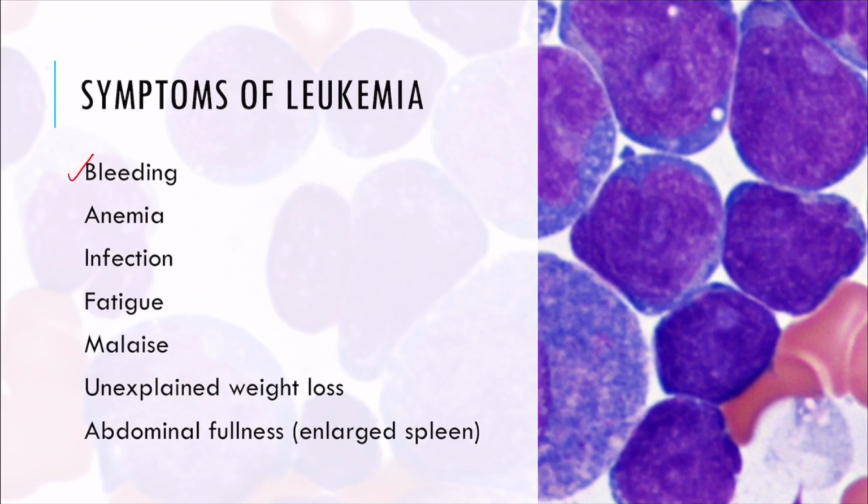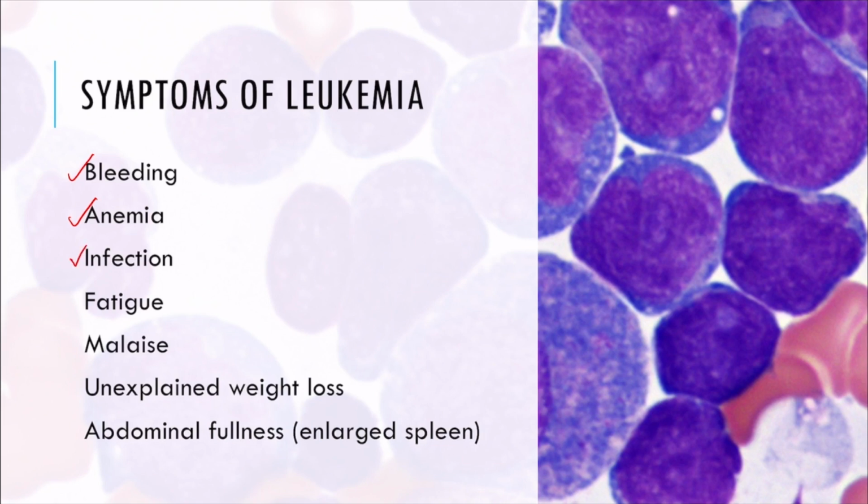Bleeding can be an issue because they often have platelet dysfunction. The bone marrow isn't making enough platelets. They will be unable to make that important initial platelet plug. Many patients with leukemia will suffer from anemia. If the bone marrow is overcrowded with abnormal cell making, it doesn't have the space and the resources to make enough red blood cells to keep up. So these patients have reduced red blood cell production.